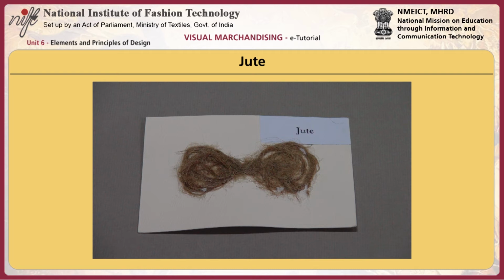Jute is used chiefly to make cloth for warping bales of raw cotton and to make sacks and coarse cloth. The fibers are also woven into curtains, chair coverings, carpets, area rugs, hessian cloth and backing for linoleum. In India, it is mostly found in Bengal.